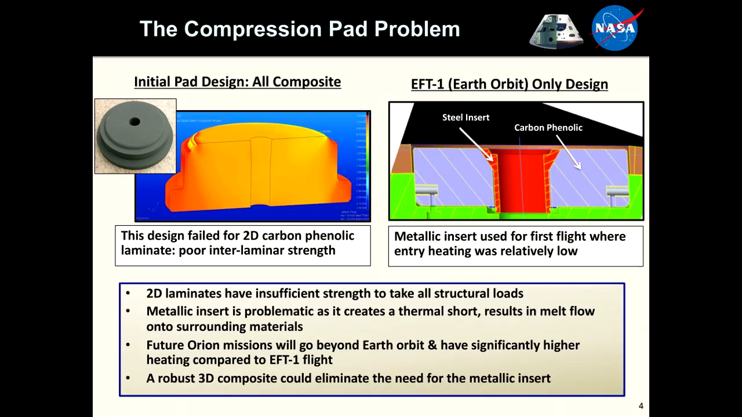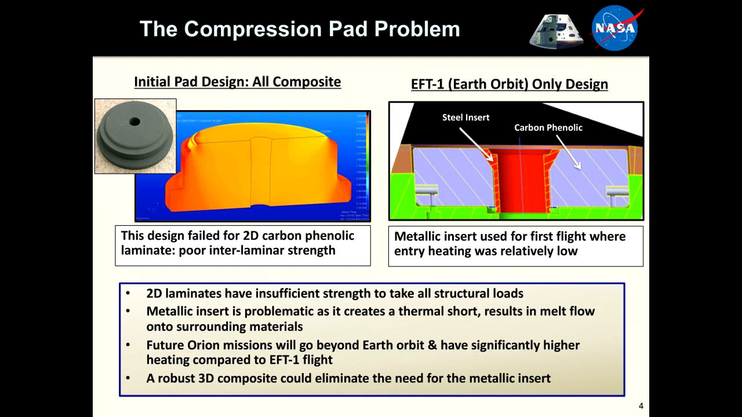So what was the problem with the compression pad for that design? The initial design is shown in the top left here, and it was an all-composite design, simply with a hole in the middle for that explosive bolt to feed through and do its role. The problem was that this material was a 2D carbon phenolic laminate, and as laminates do, it had poor interlaminar strength. In that Z direction, it's just held together with glue. There's no fibers in the Z direction, so you get poor strength. So this design didn't work out.